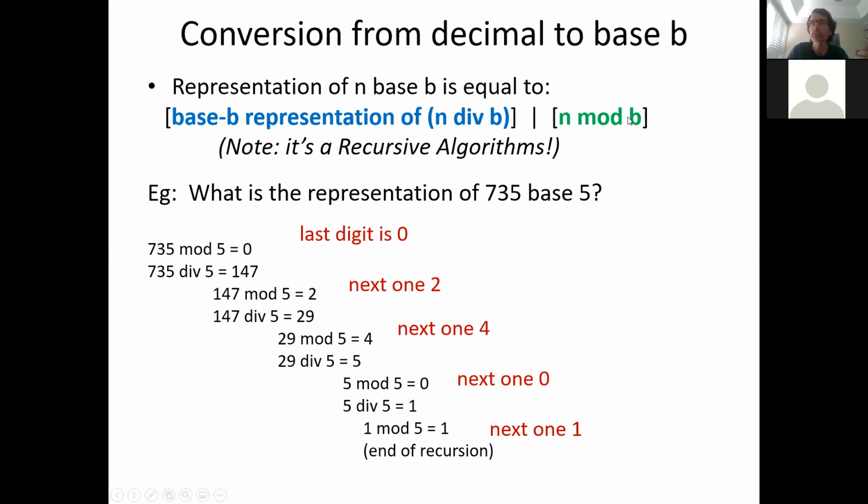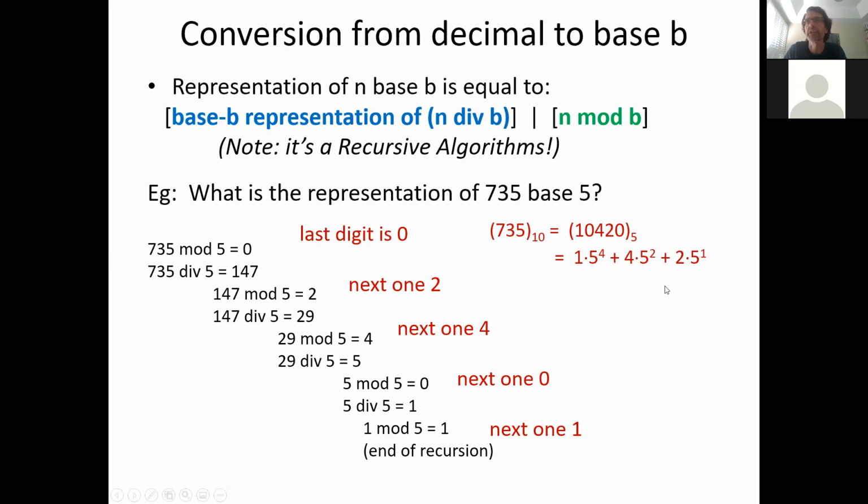Now you can check that this number is indeed 735. When you do it, you should always verify, because going back is easy. Multiply this by the appropriate powers of 5, and that's what you should get. Always test this, because there's a bunch of mods and divs, and maybe you made a mistake at some point. Verify it.